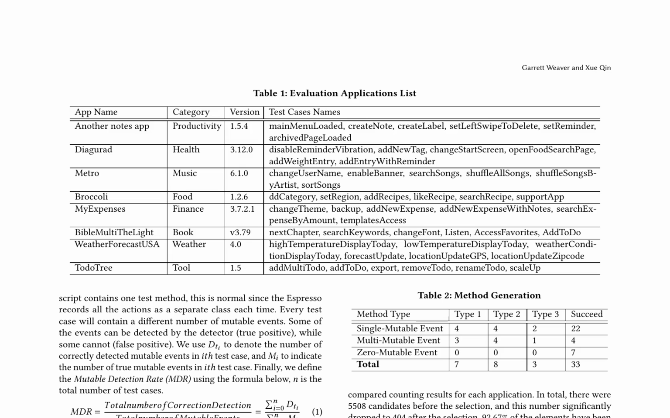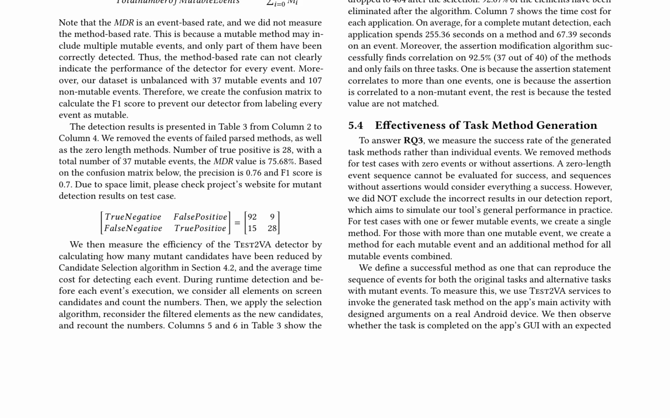In terms of efficiency, the Test2VA detector significantly reduces the number of mutant candidates by 92.67% and requires an average time cost of 255.36 seconds per method and 67.39 seconds per event. This indicates that the detector is highly efficient in identifying and filtering out irrelevant data, thereby streamlining the analysis process.